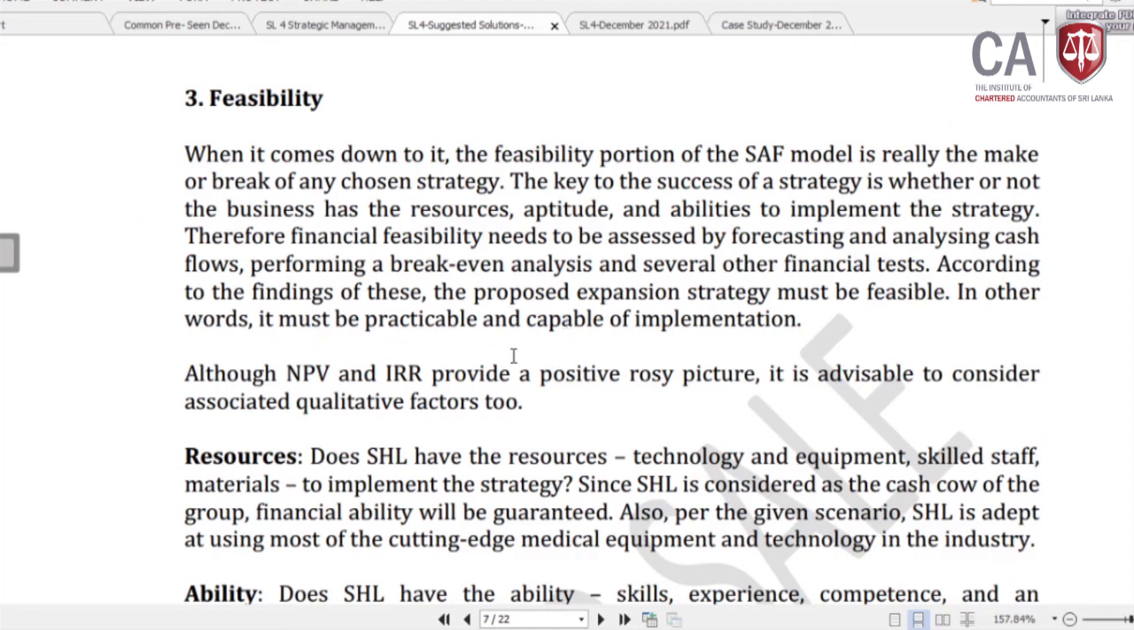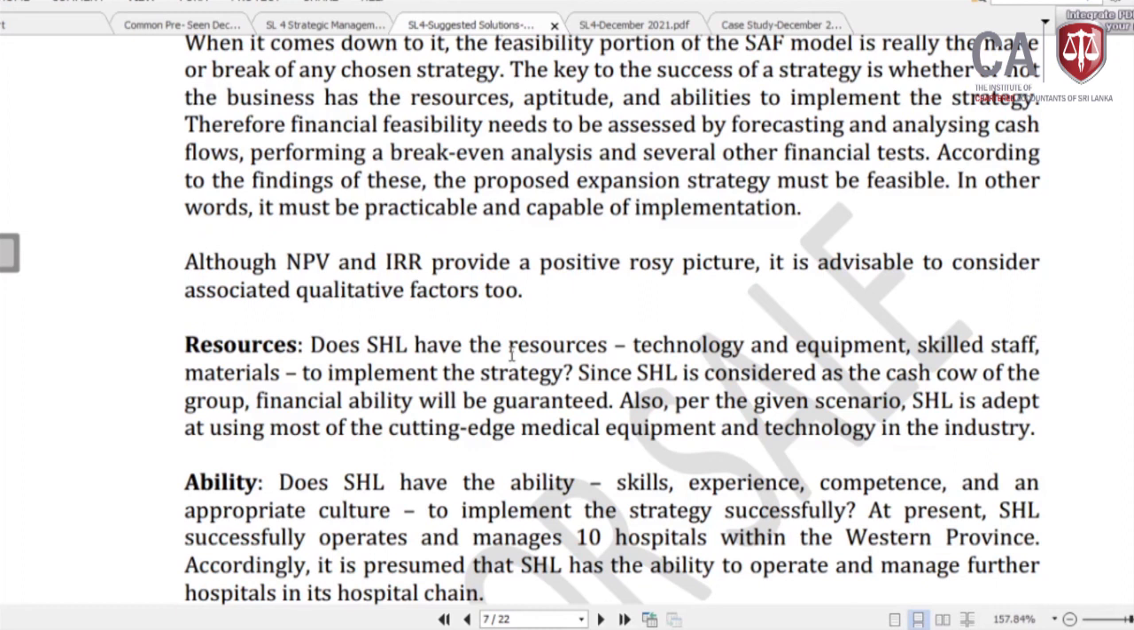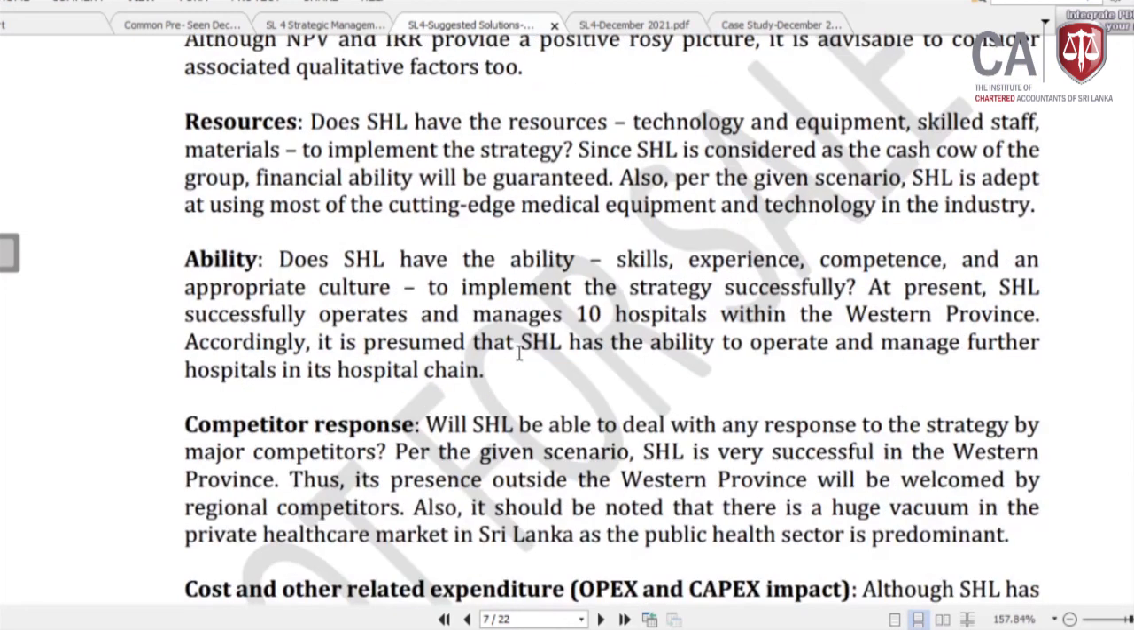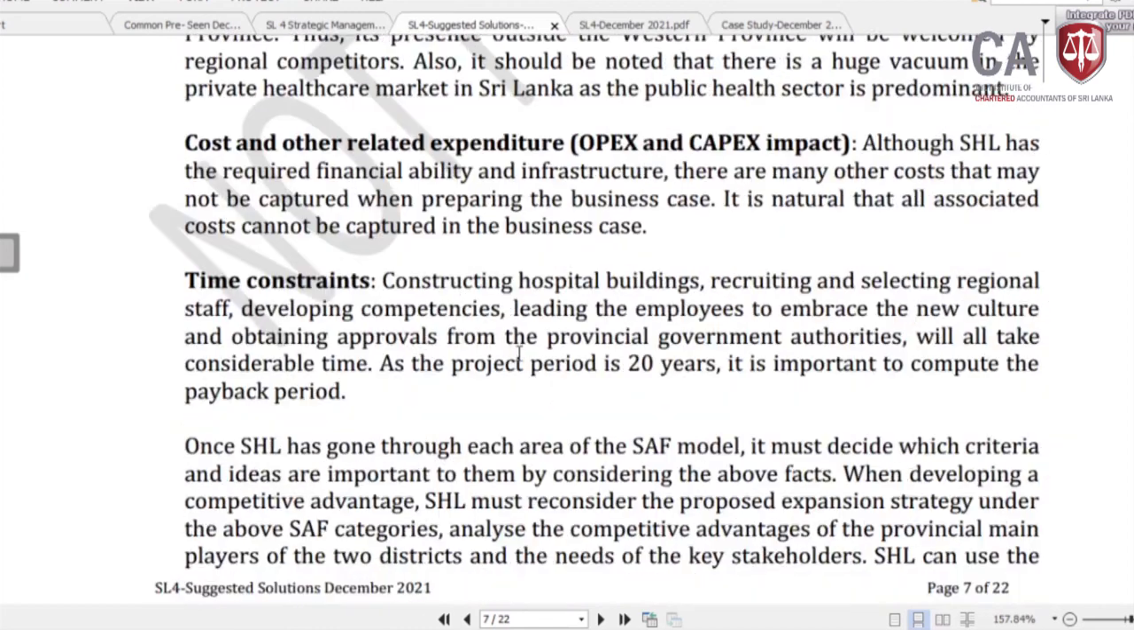It explains the theory aspect. All the NPV and IRR provide a positive, rosy picture. It has also considered associated qualitative factors. Now, look at these factors they have considered.